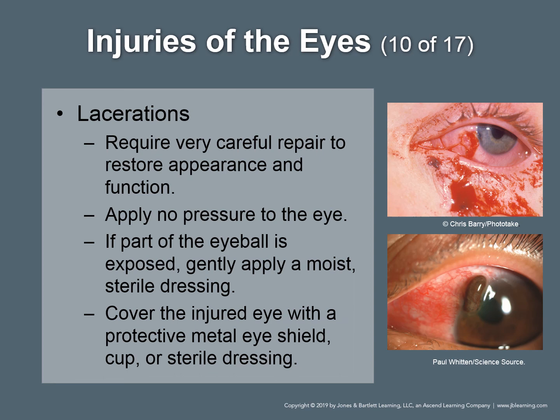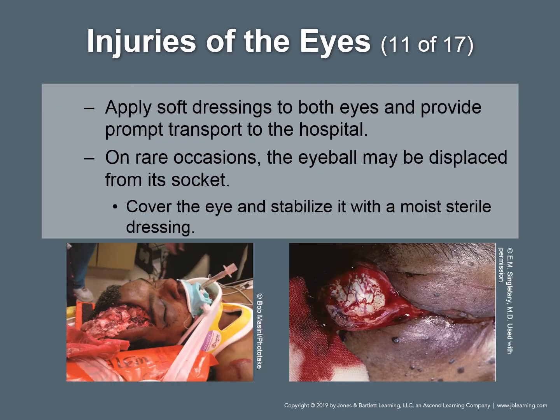You want to try to keep it moist. Cover the injured eye with a protective metal eye shield. We don't carry those. We typically use sterile cups or sterile dressings to cover that eye. The big thing is you just don't want anything to be able to poke it or cut it or make that injury worse. So you're going to make sure we've covered that eye. Apply soft dressing to both eyes and provide prompt transport.